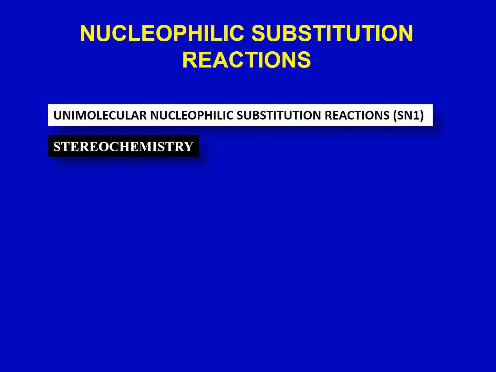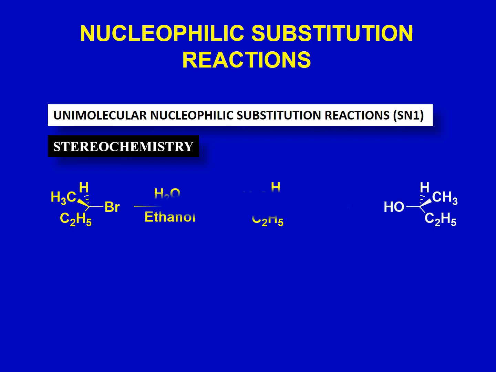Now let's see if any stereochemistry is involved in SN1 reactions. We will explain this with the help of an example. We have this 2-bromobutane here which reacts with water in the presence of ethanol, and you can see from the products that the bromide group is replaced by OH from water. So we have the formation of a secondary alcohol, but we have more than one product. We have in fact two products, and we will see in a while that both have different stereochemistries.